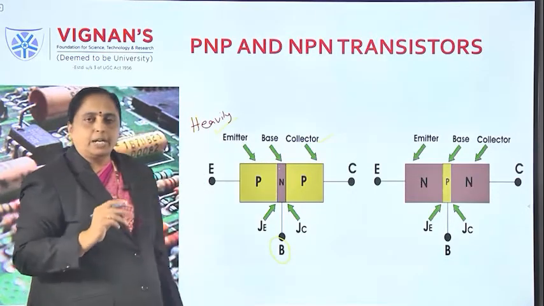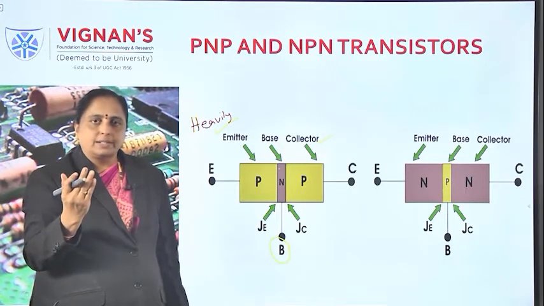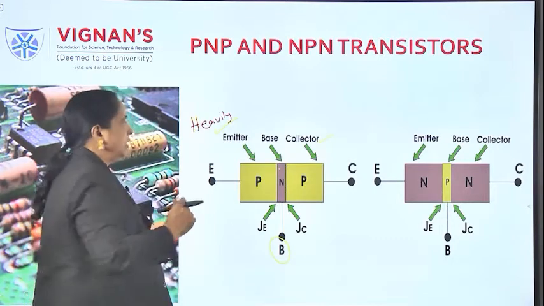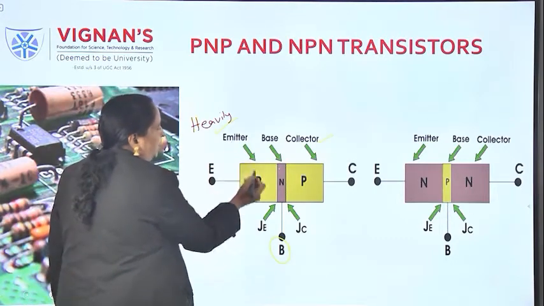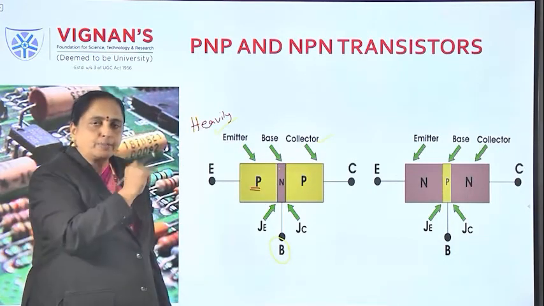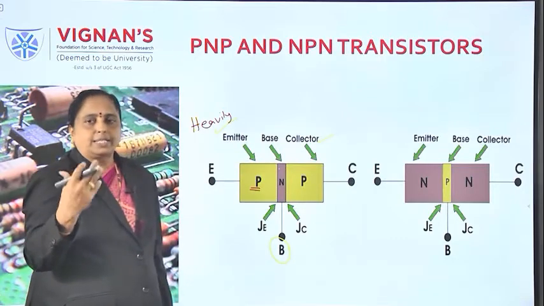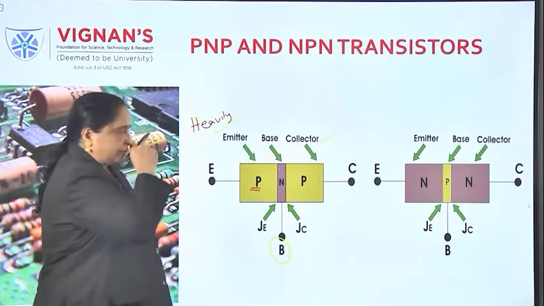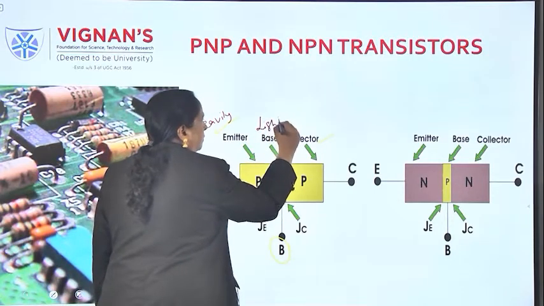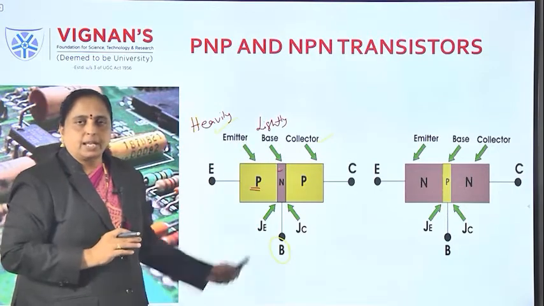Already you know what is meant by light doping, normal doping or heavy doping. That is, you are increasing the dopants with respect to the germanium or silicon. So in the case of the emitter, which is a P material, it is heavily doped. Why must it be heavily doped? Because it should emit more majority charge carriers for conduction. Then the base is lightly doped, because basically no conduction should take place within the base.